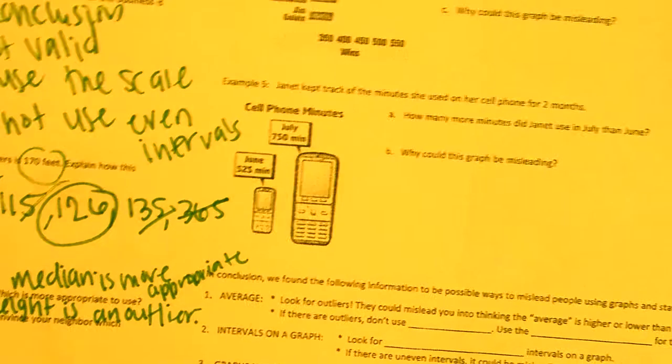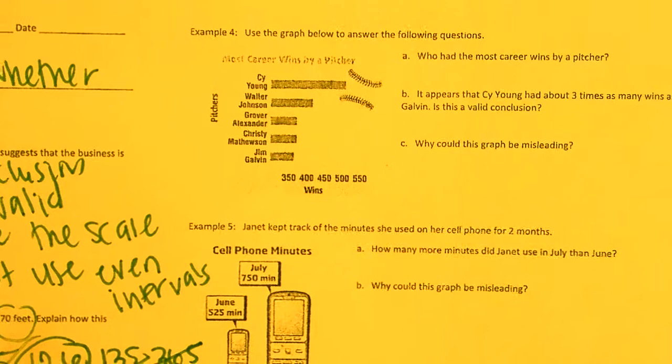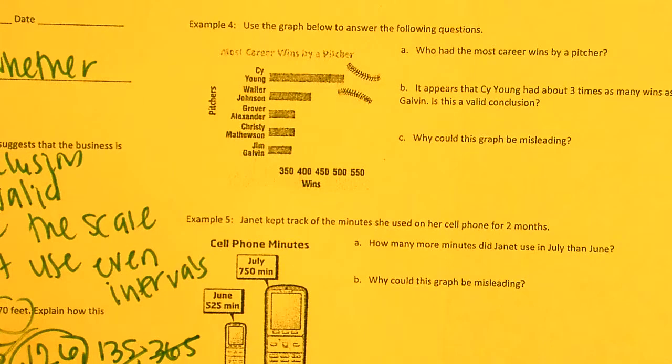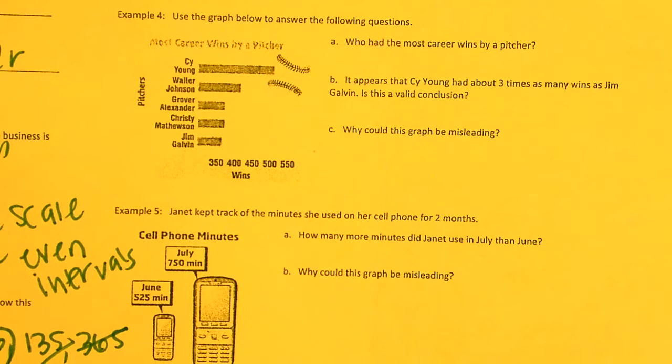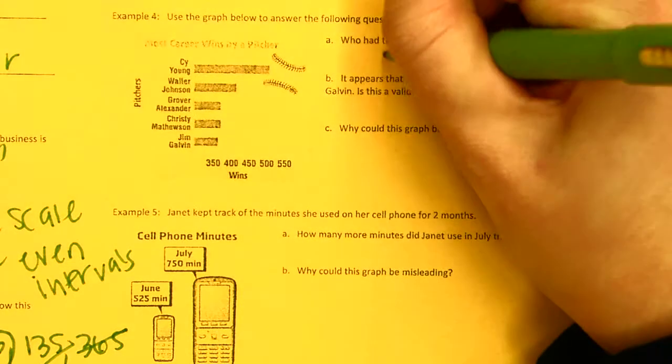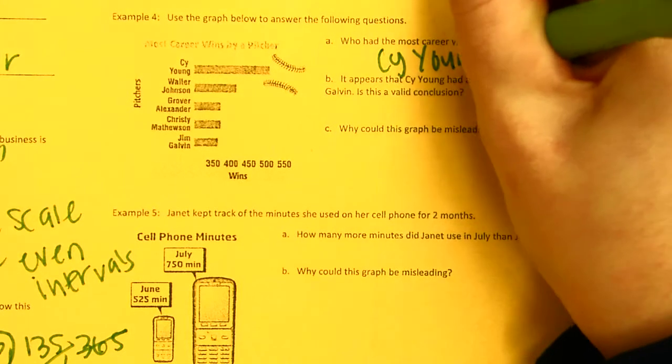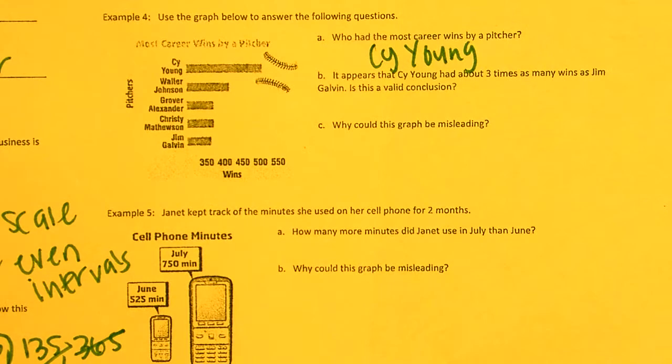Example 4 is use the graph below to answer the following questions. Who had the most career wins by pitcher? Definitely Cy Young, I can see from the graph. It appears Cy Young had about 3 times as many wins as Jim Galvin. Is this a valid conclusion?